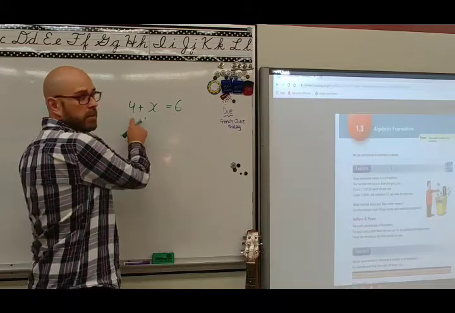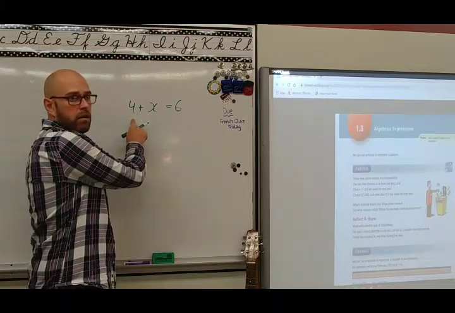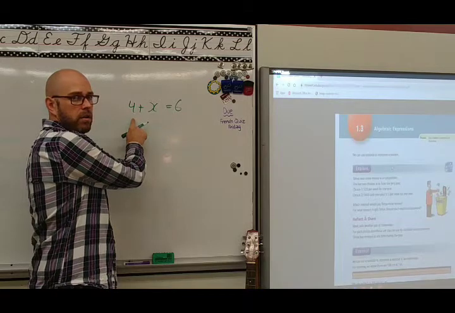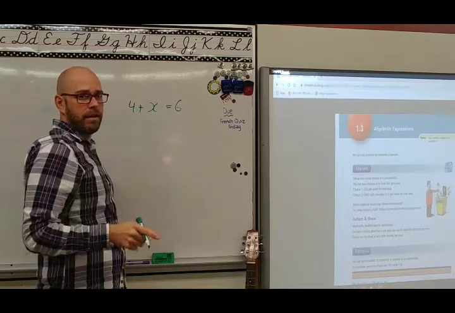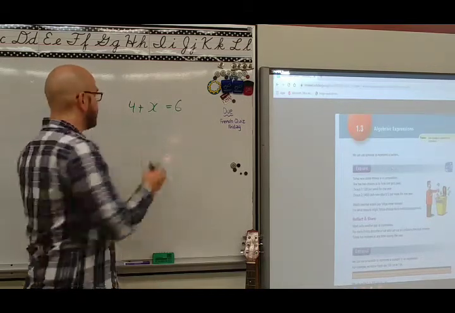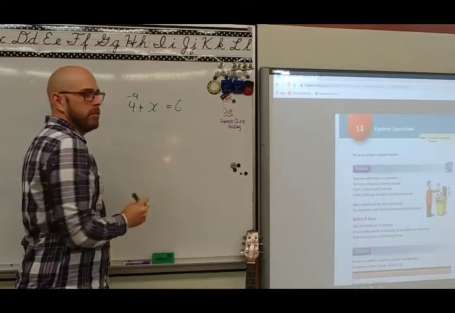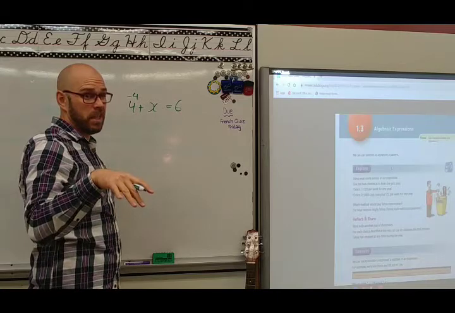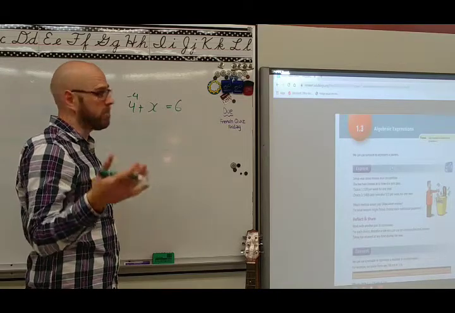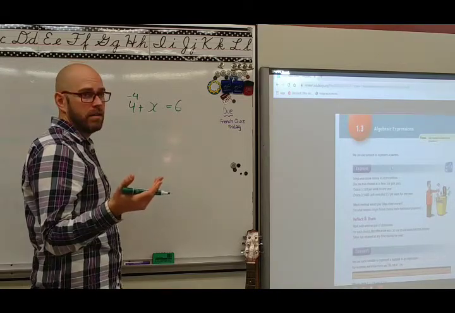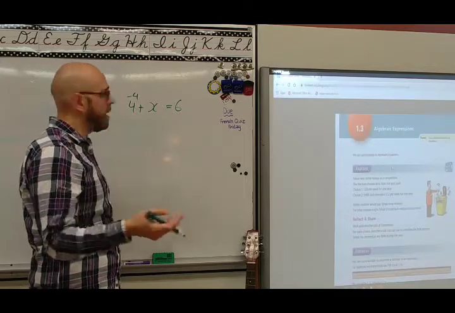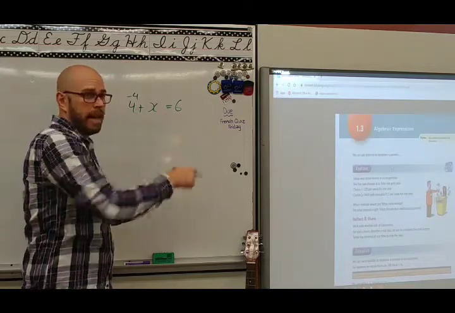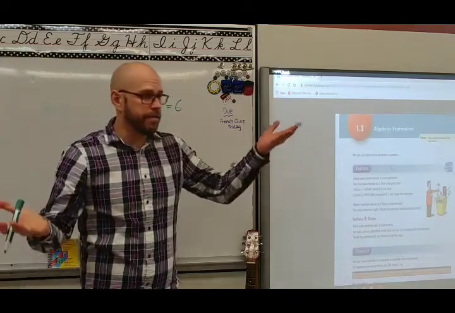How do I get rid of this 4? How do I get rid of a 4? Minus 4. Yes, Helga. Minus 4? Minus 4. So I'm going to minus 4. But wait, hold on. Because we did a little bit of this the other day. If I do something to one side, I got to do it to the other side. Because this says equal. And equal means like a balance, right?